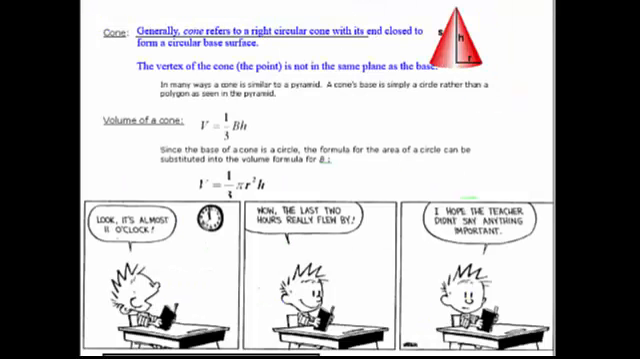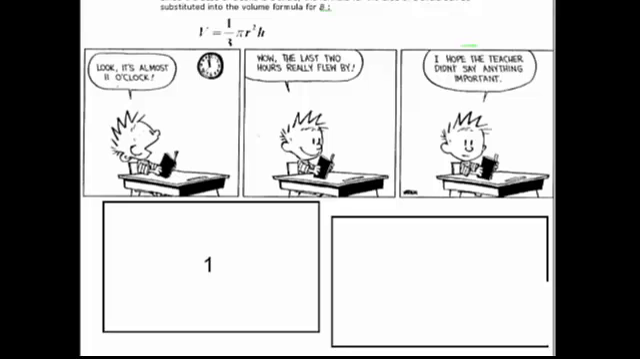Cones generally are a right circular cone with its end closed to form a circular base surface. The vertex of the cone is not in the same plane as the base. In many ways, a cone is similar to a pyramid. A cone's base is simply a circle rather than a polygon, as we saw with the pyramid. So we're going to have 1/3 area of the base times the height, so 1/3 pi r squared h for the volume. This is where you're going to want to pay attention, not be looking at the clock, because this is how we're going to derive the surface area formula for a cone.